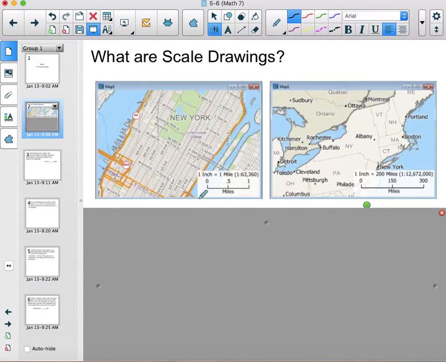So 1 inch of this map represents 1 mile in New York. Or over here, 1 inch on this map, because it's zoomed even farther, it shows New York and Vermont and New Hampshire and all that. It shows all the states up there. 1 inch is 200 miles long. So 1 inch here is showing 200 miles of land. Okay, so it's drawn to a scale.